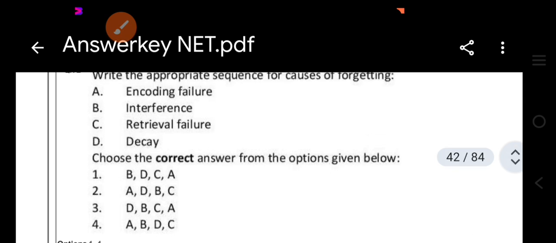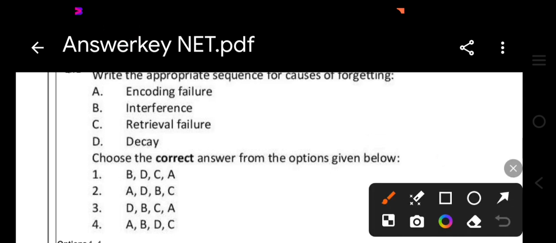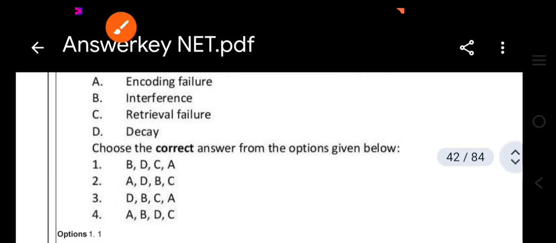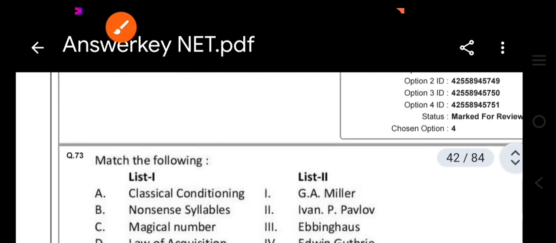So now we can choose. What is the right one? The fourth option is the right answer. Students, we will move further.